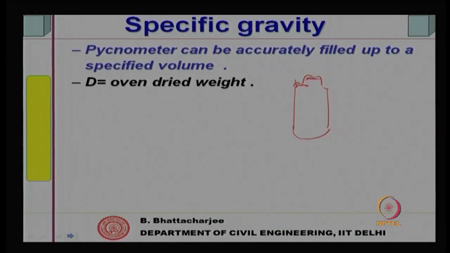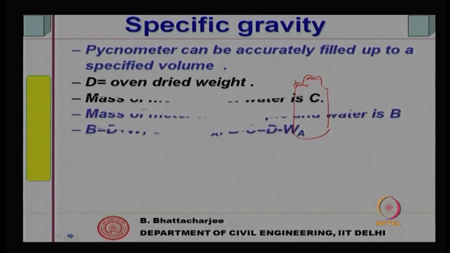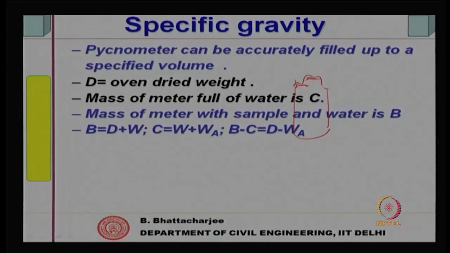Then D is the oven dried weight of the aggregate. So, the mass of this pycnometer full of water, that is C. So, first I found out C, the mass of the pycnometer full of water; the mass of the pycnometer with sample and water, that is B. Now, you remove some water and put this oven dried aggregate, and all the time you will have water filled up to the same height. So, remove water such that it fills only up to the fixed height all the time, that is, volume is fixed. So, let us say that mass is B, right.